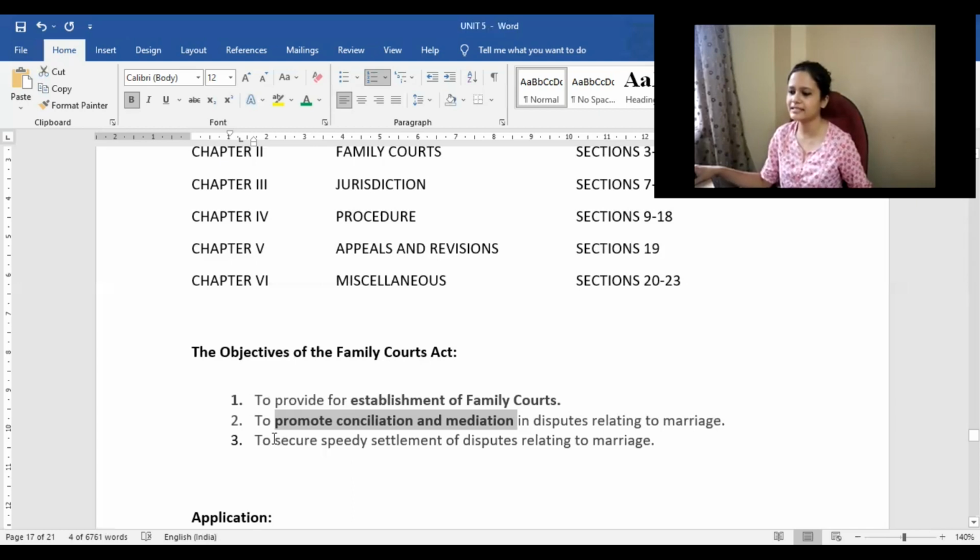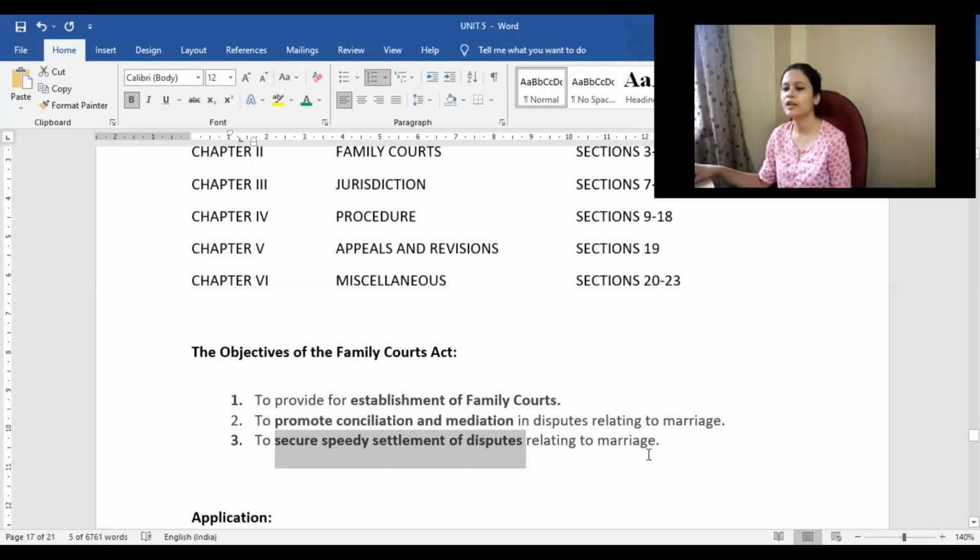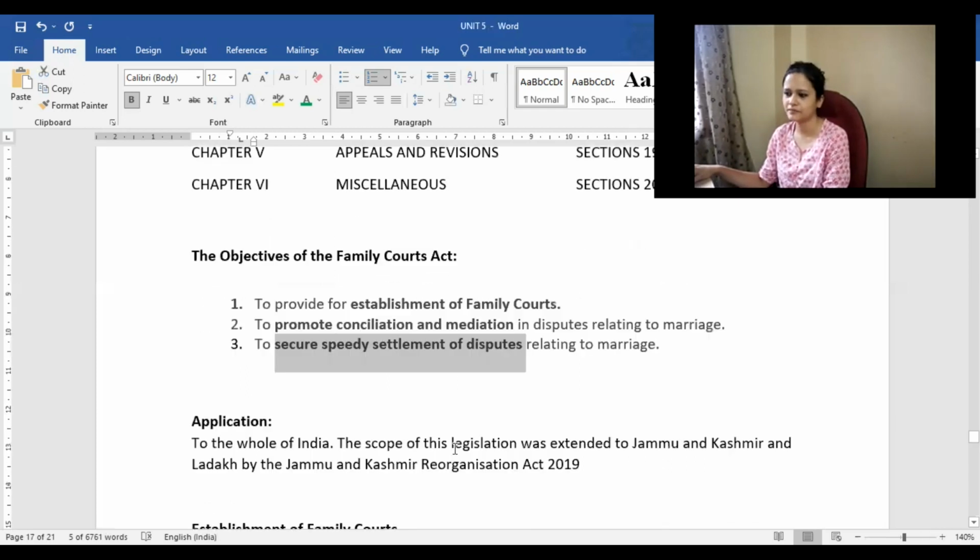And lastly, to secure speedy settlement of disputes relating to marriage. There are a lot of things related to marriage, and all those things fall under the jurisdiction of the Family Courts Act, so that these matters are decided faster, because these courts do not have the burden of any other matters, only matrimonial disputes. It was expected that there will be speedy settlement of disputes coming before them. So these are basically the 3 objectives with which the Family Courts Act 1984 was established.